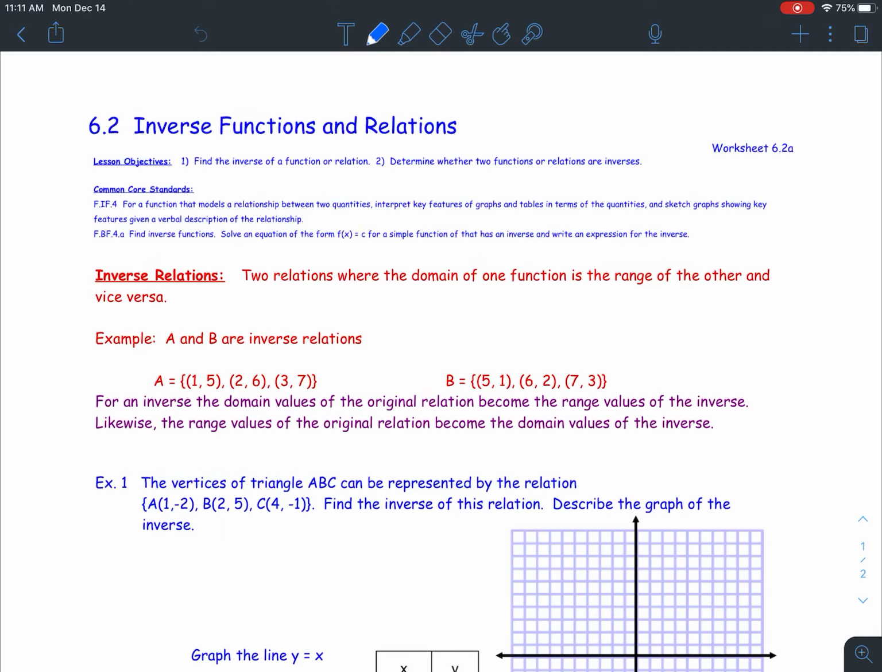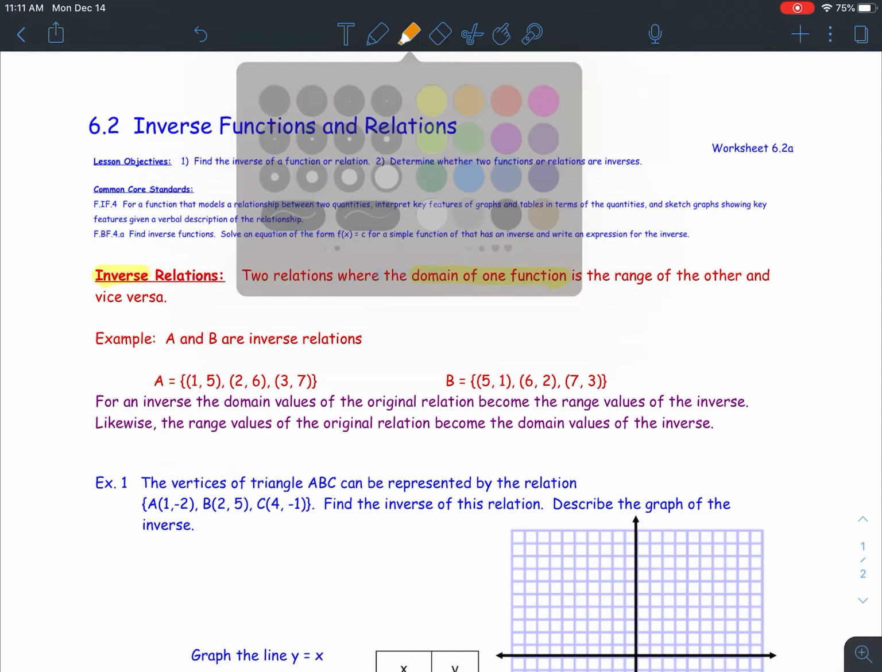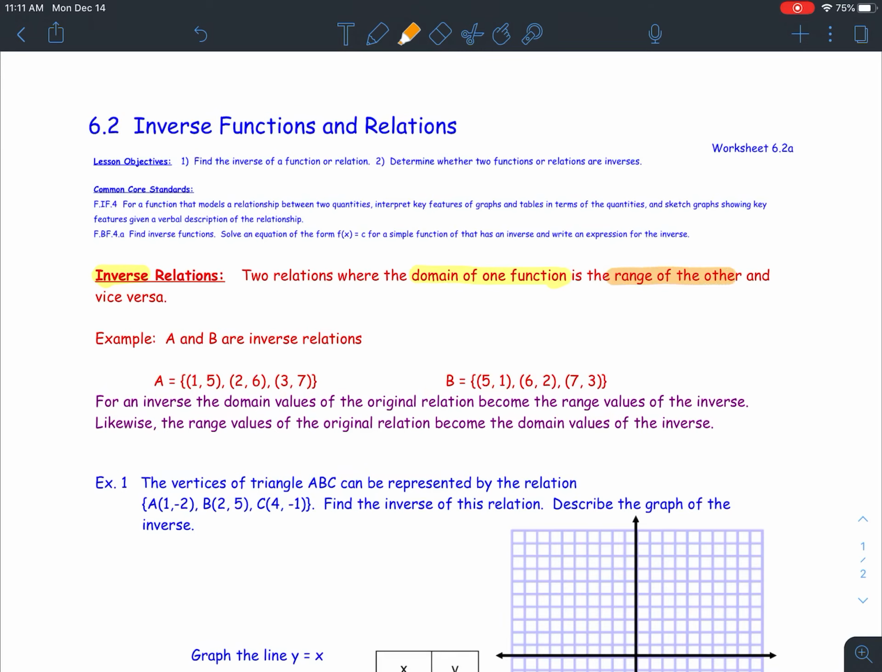And so let's first just talk about what an inverse function is, or an inverse relation is. The key defining factor of two inverse relations is that the domain of one of the functions is actually the range of the other, and vice versa. So this takes us back to the beginning of the year. Remember, domain, those are all the x values, and range, those are all the y values.